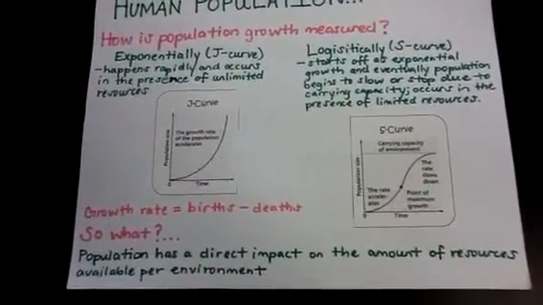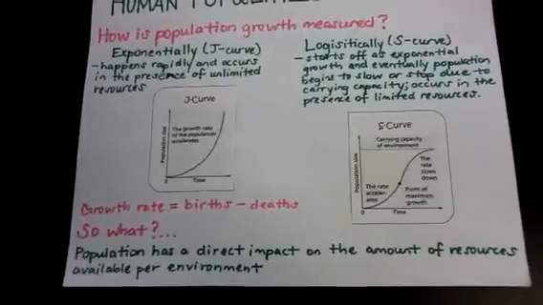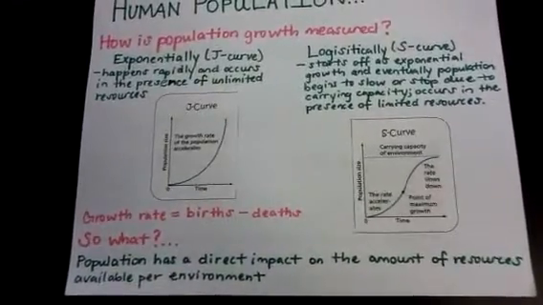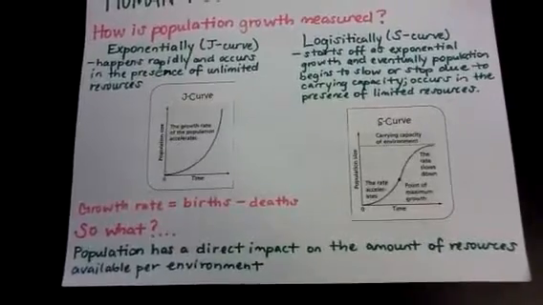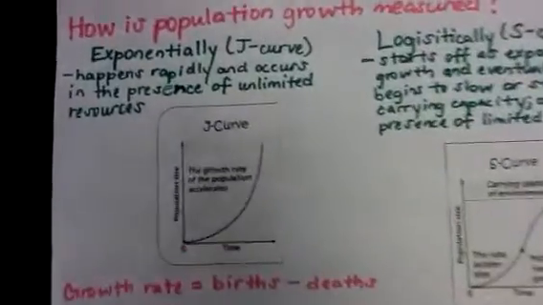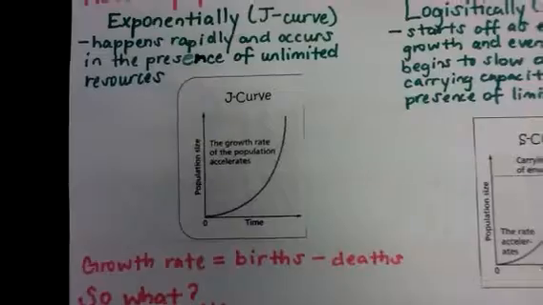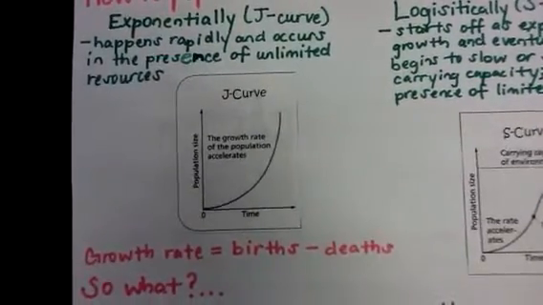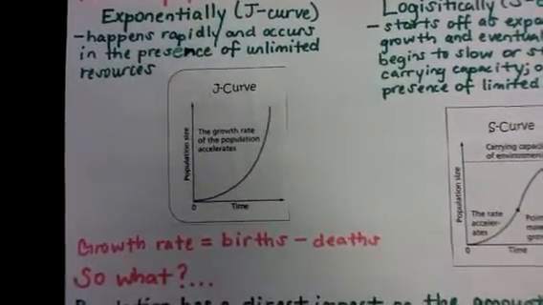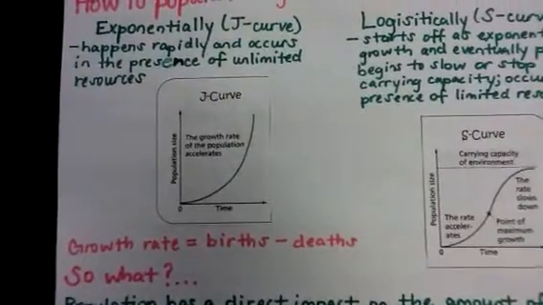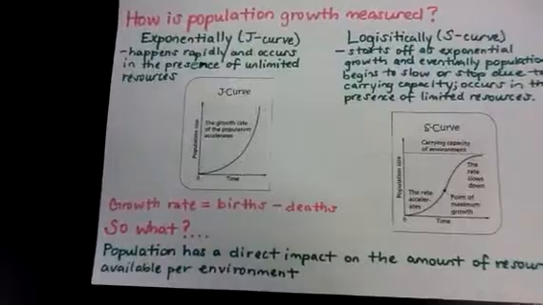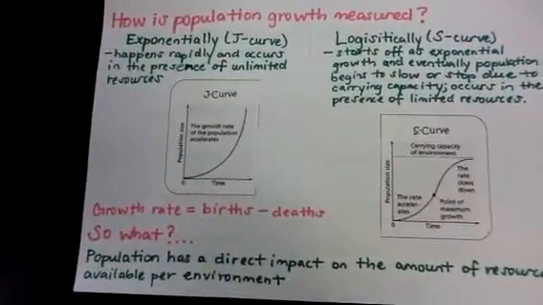First, you can measure human population growth exponentially, and this is going to have a J shape, or we call it J curve. This happens rapidly and occurs in the presence of unlimited resources. So if you take a look at the graph, you should be able to resemble the line that looks in the shape of a J. The growth rate of the population is going to accelerate very quickly. So the population size is going to increase with time. Remember, this only occurs when there's unlimited amount of resources.